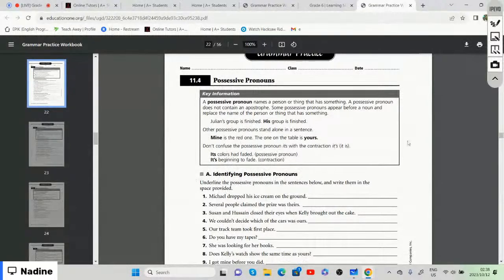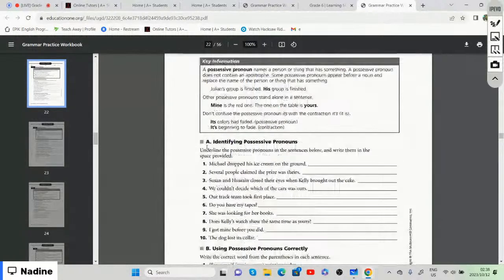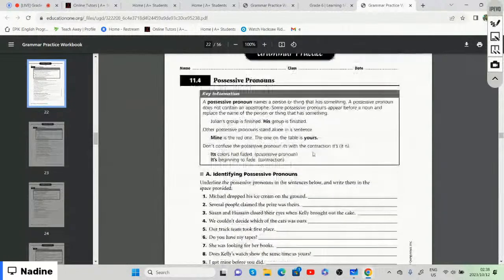All right. So now we are on possessive pronouns on A Plus Classes, aplusclasses.ca, and we went to Language Arts, Grade 6, and then we went to the Grammar Practice Workbook, the second workbook, right? And it says that a possessive pronoun names a person or thing that has something, right? And a possessive pronoun does not contain an apostrophe.